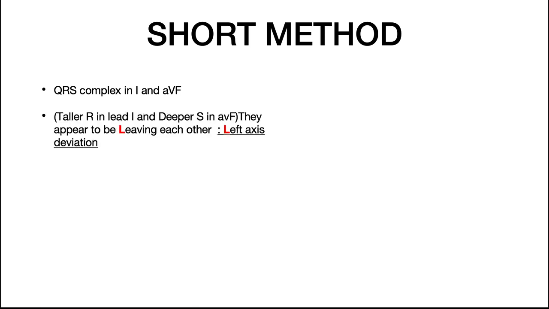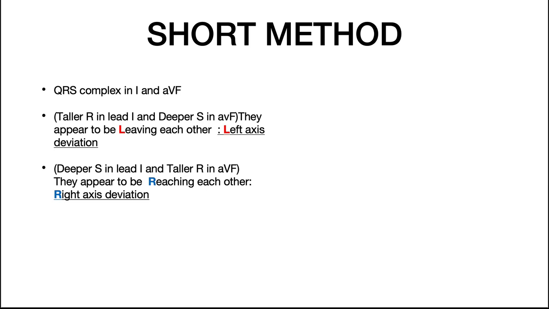Now you have a shorter method because when you are assessing an ECG, you might not have all that time to go into details to look at the axis, as you have to look at other things as well. So here you look at QRS complex in lead 1 and AVF. Now if you have a taller R wave in lead 1 and a deeper S wave in AVF, they give the appearance that they are leaving each other, and leaving each other is left axis deviation. It's easy to remember, L for leaving, L for left.